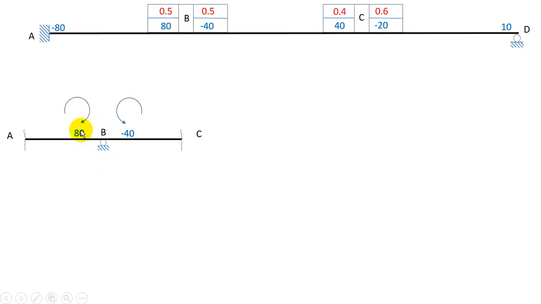If I just sum it up, 80 and minus 40, I'll get a resultant moment of 40 kilonewton meter in the clockwise direction. Why clockwise? Because 80, the larger magnitude, was of clockwise nature. This 40 kilonewton meter has rotated my beam, as you can see here. My joint has been rotated. As structural engineers, we cannot allow rotation of joints, so we have to balance it.